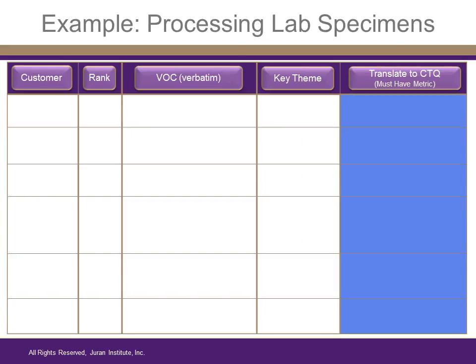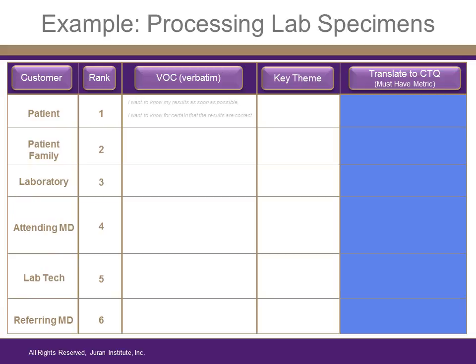Now, let's try filling out a VOC CTQ matrix for the process of drawing labs. First, we identify a list of the internal and external customers of this process. Next, we rank the customers from 1 through 6. The top-ranked customer is the patient. You record the verbatim voice of the customer response, which in this case is the desire to know results as soon as possible and know for certain that the results are correct.